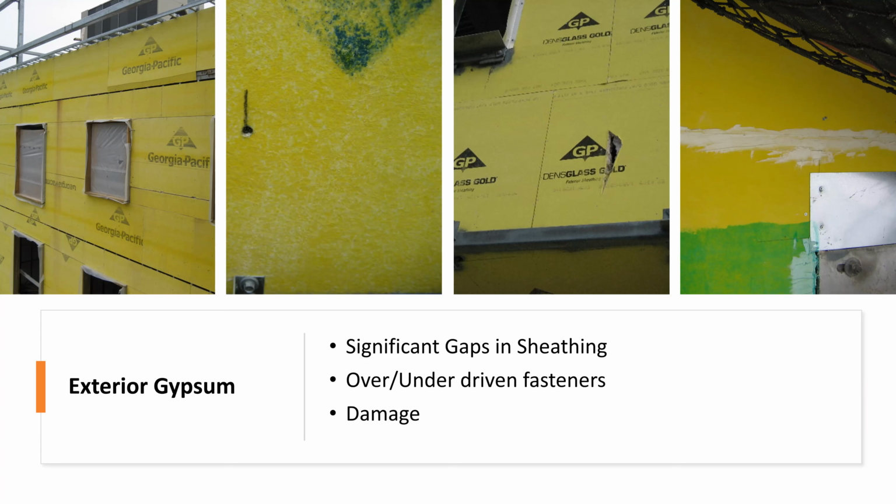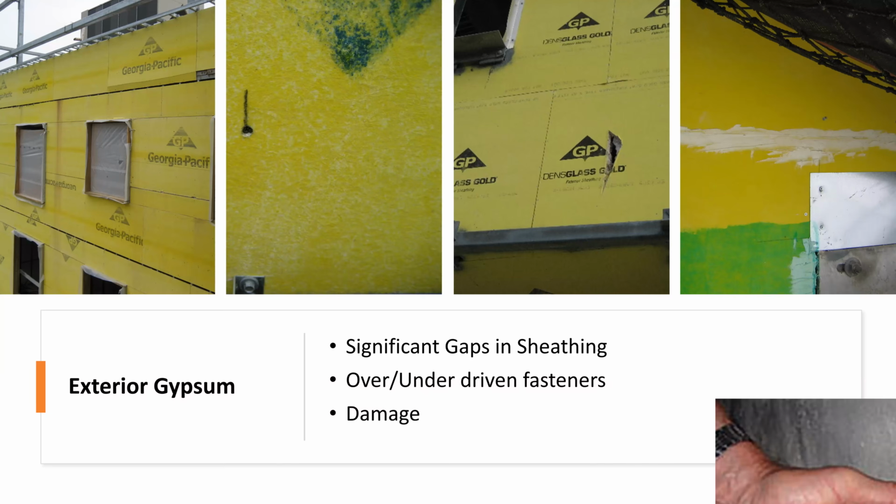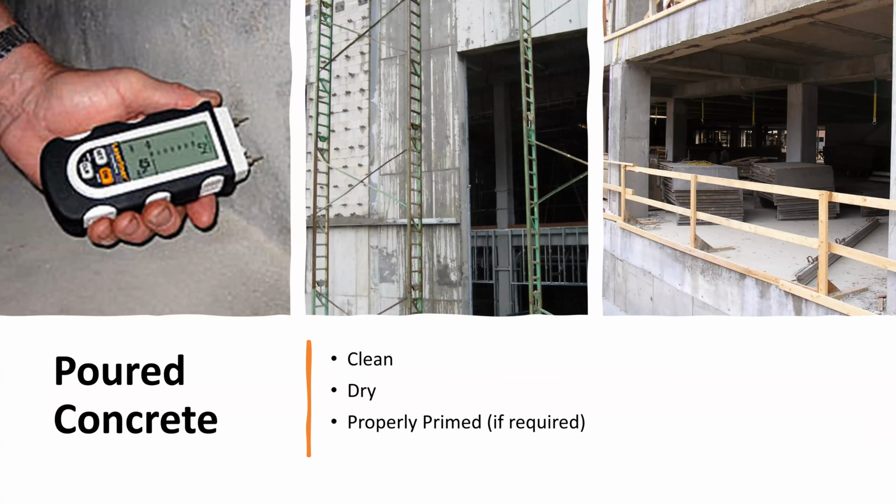So this would be a time where we'd have to cut out some of that dense glass gold from stud to stud, put in a new piece, and then have the ability to actually put an air barrier over top of it. Poured concrete, kind of like concrete masonry units, could be dry looking, but actually have quite a bit of moisture inside of it.